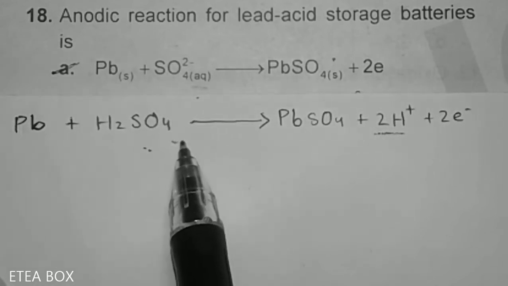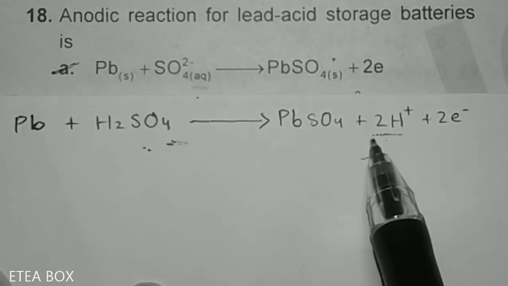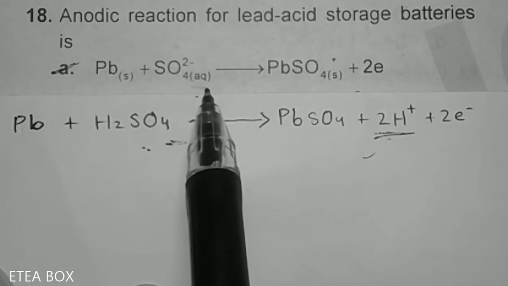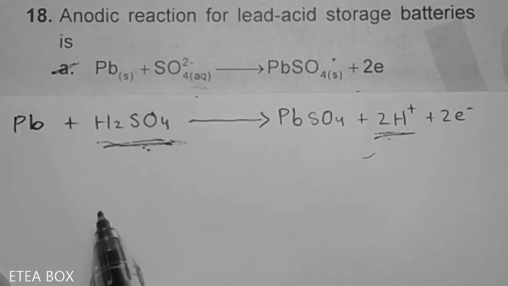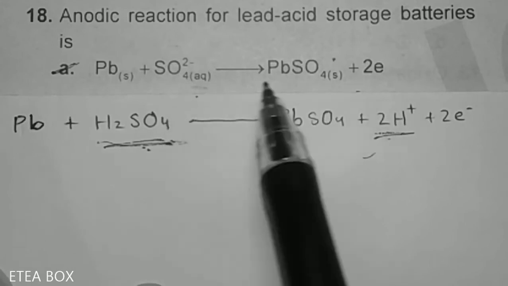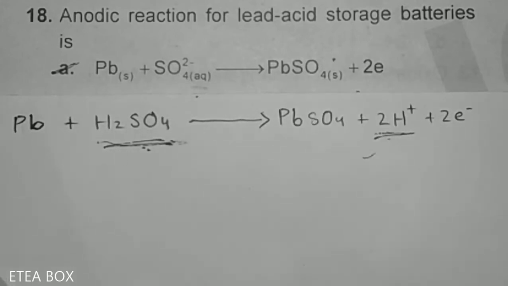Look here, aqueous is not present. That's why they have written H2SO4 and here the hydrogen ion. But here aqueous is present, which means that in aqueous form they are already present. This one is already present in ions, so they have directly written the sulfate ion and PbSO4 plus 2 electron. So here option A is correct.